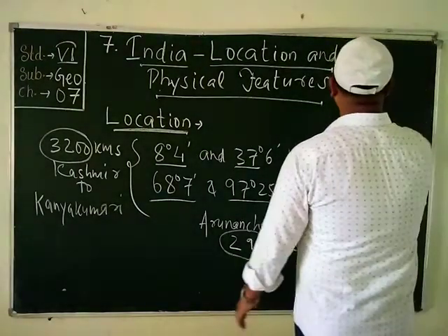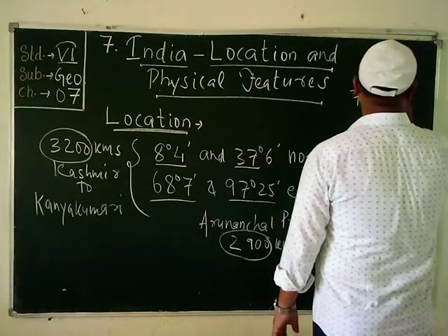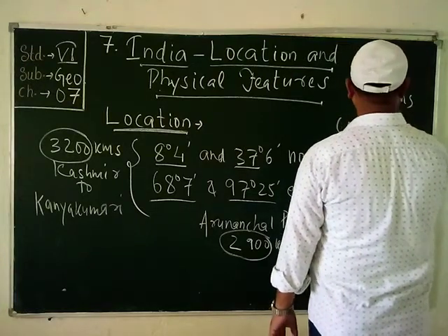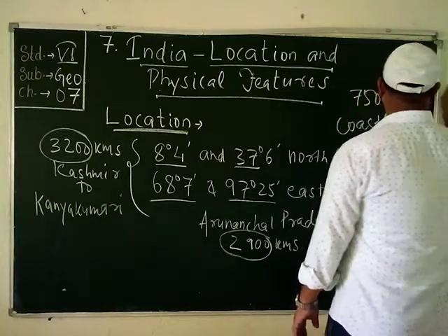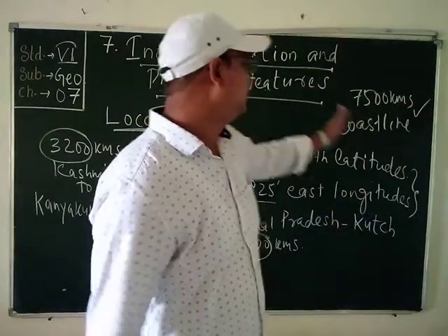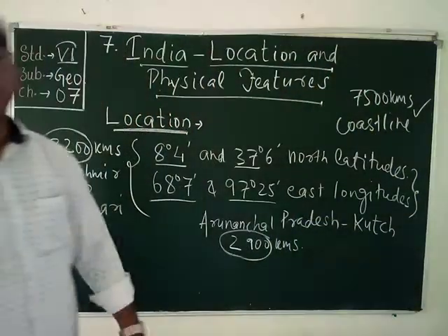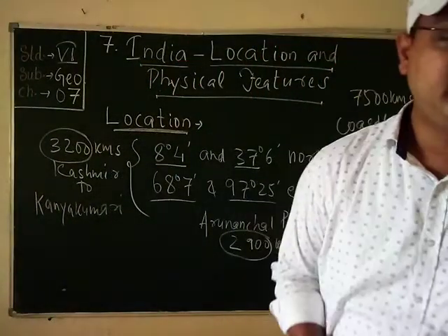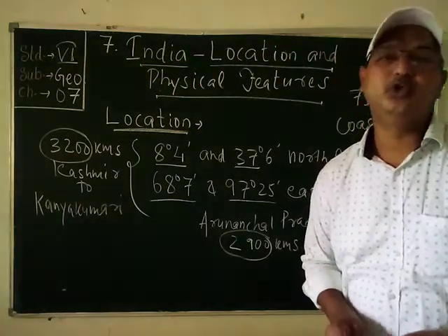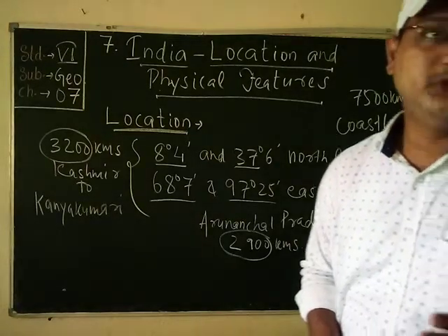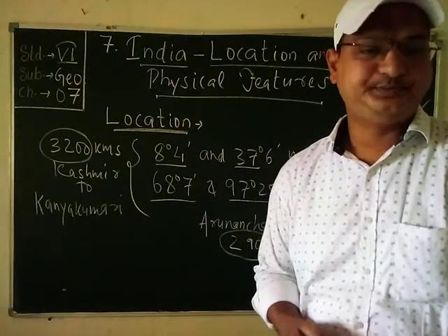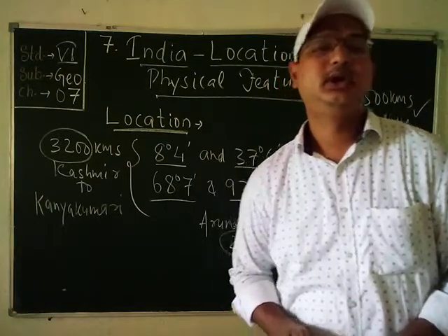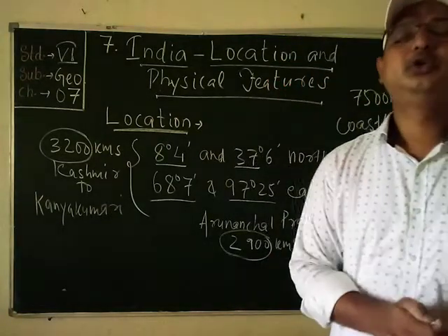Students, 7,500 kilometers of coastline. So just look, 7,500 kilometers of coastline from Gujarat to West Bengal. If you have a look at the map of our country, then you can know. And students, one more thing you have to see, Gujarat is the state in our country which has the longest coastline.